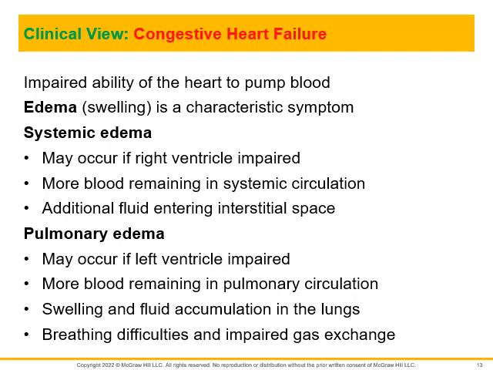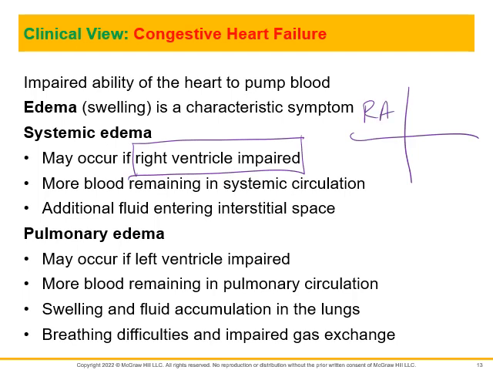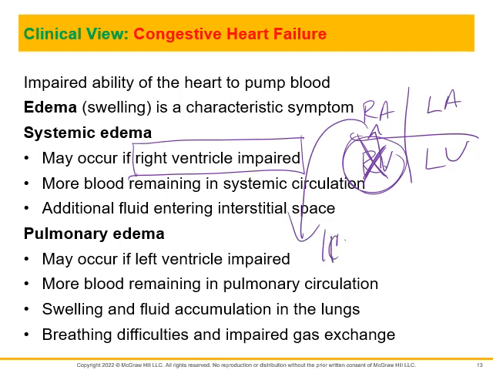So if you have right ventricle impairment, so we're right atrium, right ventricle, left atrium, left ventricle. So let's say this is not working. Where did this fluid come from? Where did this blood come from? It came from the right atrium. Where did the right atrium come from? Either inferior vena cava or superior vena cava, right? So you're going to have a body-wide systemic edema or swelling.